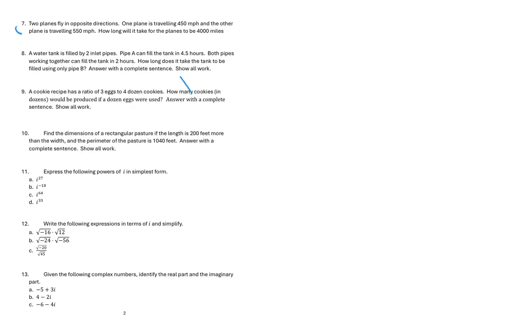All right. So problem 7. 2 planes fly in opposite directions. One plane is traveling 450 miles per hour, and the other plane is traveling 550 miles per hour. How long will it take the planes to be 4,000 miles apart?